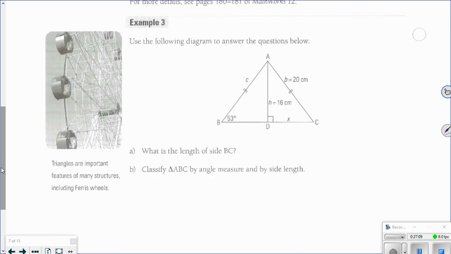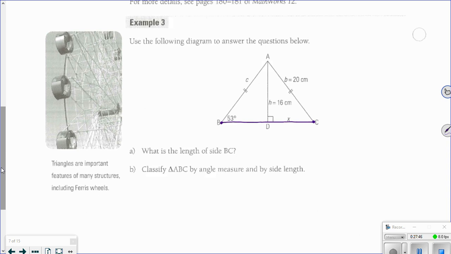Okay, so the next one is kind of how they start to use these things. It says use the following diagram to answer the questions below. So what is the length of side BC? And then classify triangle ABC by angle measure and by side length. So first of all, side BC is the side from B all the way across to C. And side BC is part of the big outside triangle.